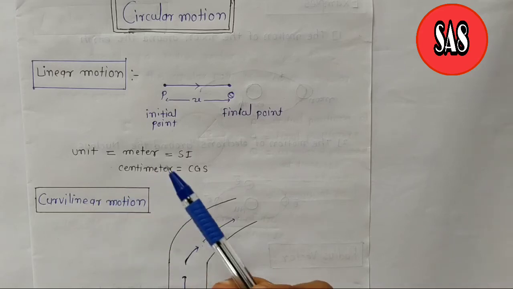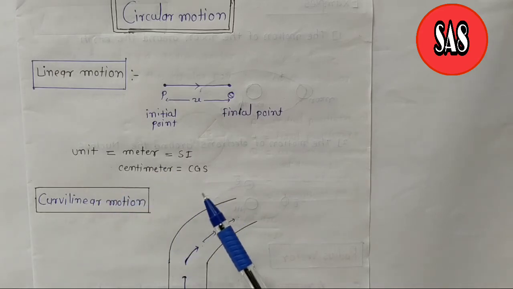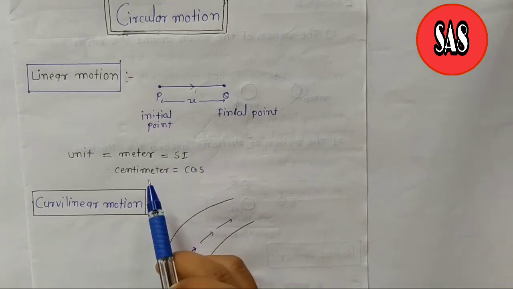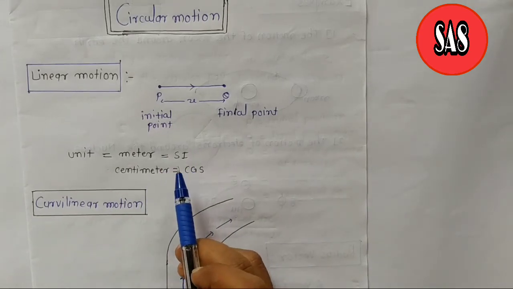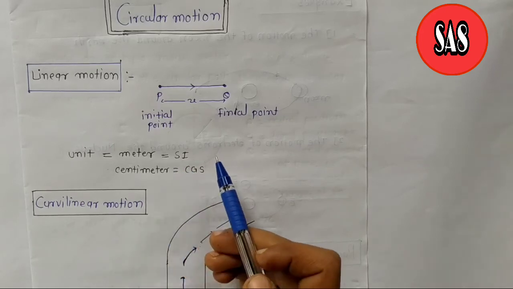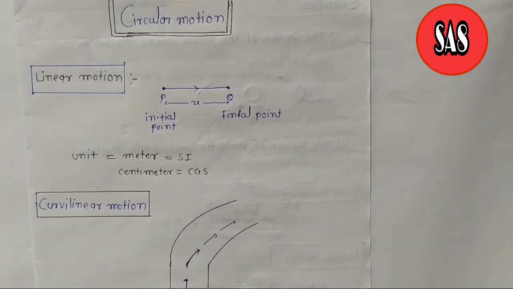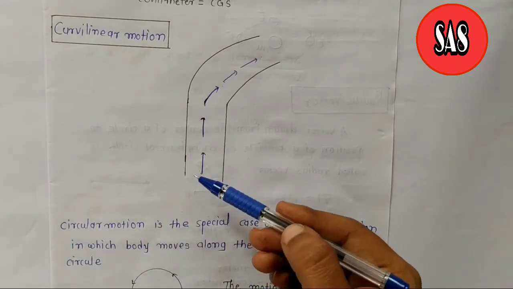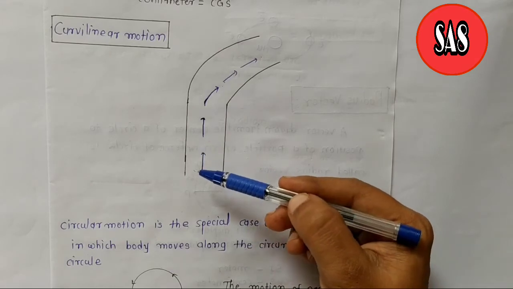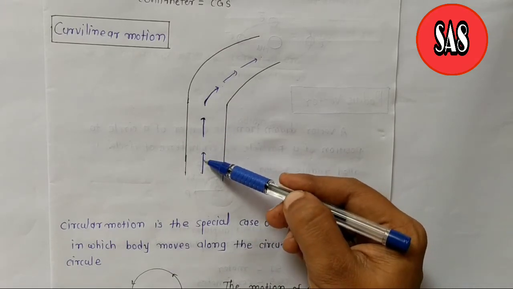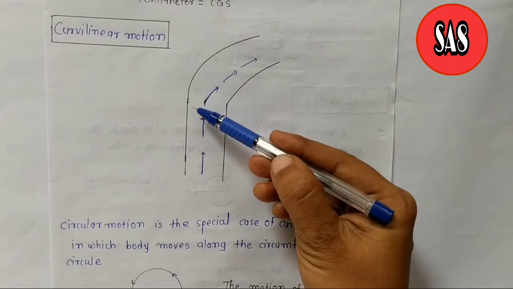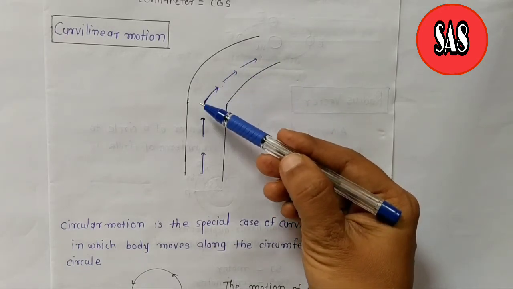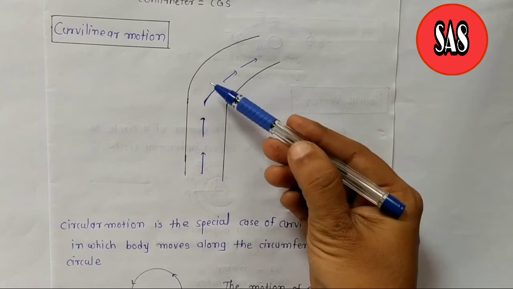The SI unit of linear displacement is the meter, and the CGS unit of linear displacement is the centimeter. Now consider curvilinear motion. Suppose a car is moving along a curved path. The motion of this car is a curvilinear motion.